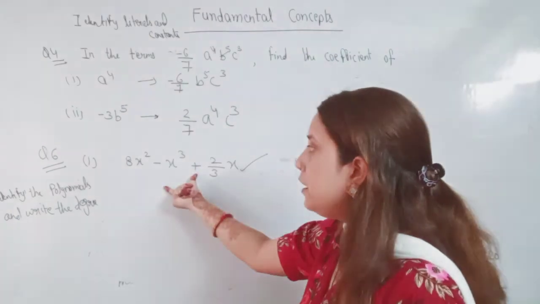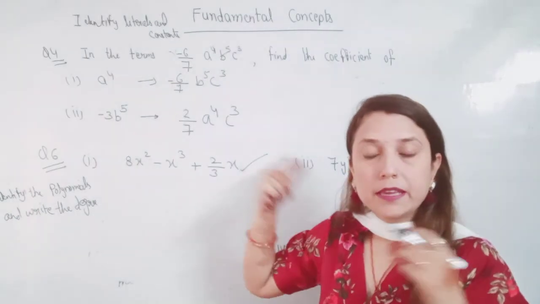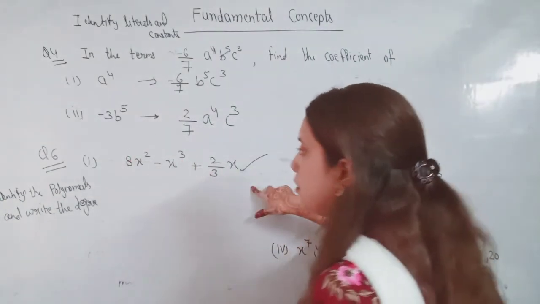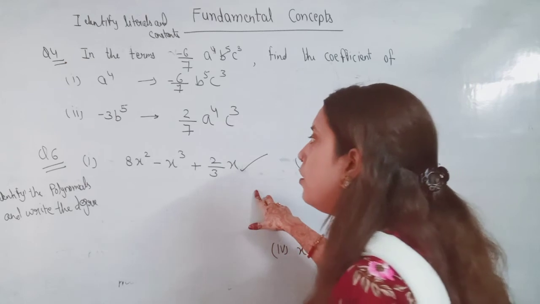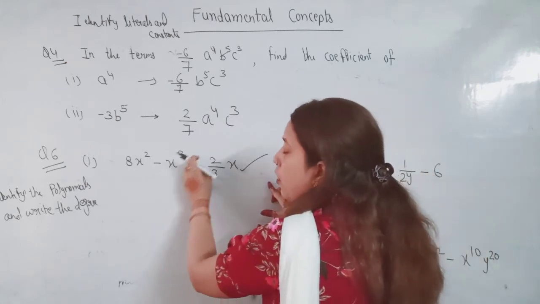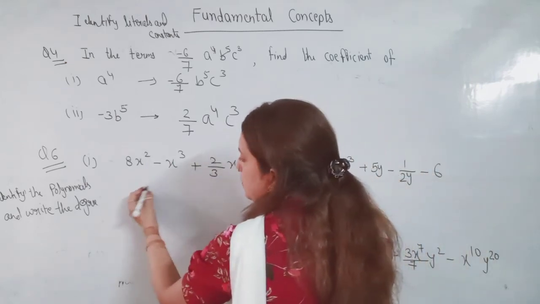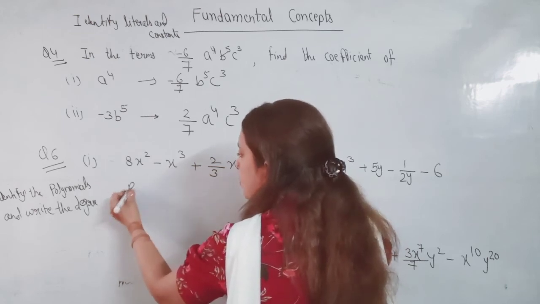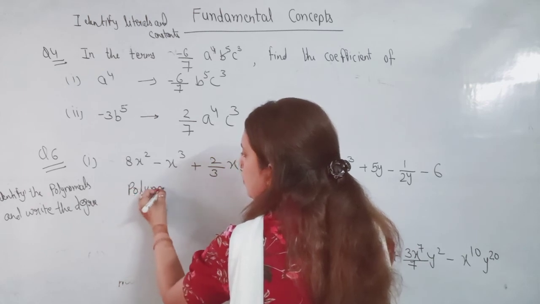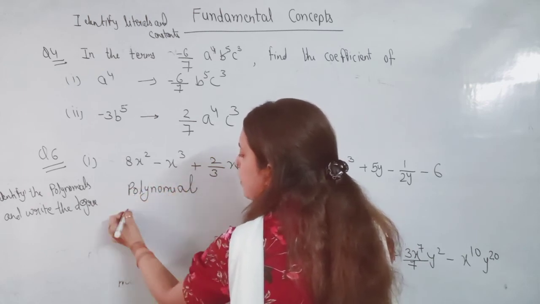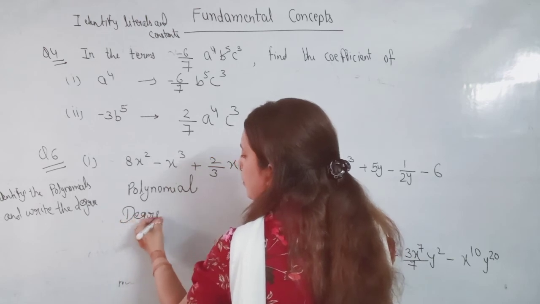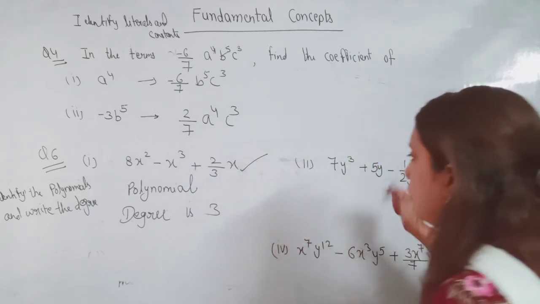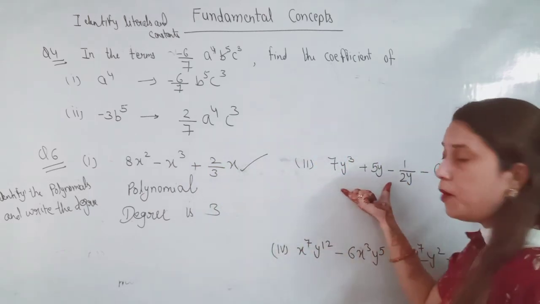We know that the degree of the polynomial is the highest degree of the given expression. What is the highest degree of this given expression? And we always check the degree in the variable. So the degree of this expression will be 3. So we write here, this is a polynomial and degree is 3.